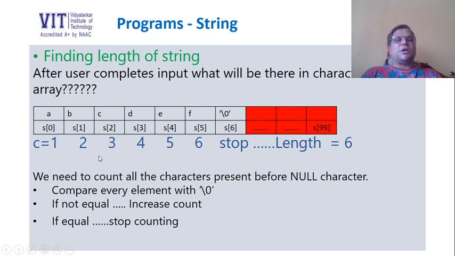So it happens like this. For the first character A, we will increment the counter to 1. For the second character we will increment to 2, considering the initial value of the count is 0. Third, it will be 3. Likewise, up to F, we will keep on incrementing it. When we compare S6 with the null character, we will find the match. So we will stop counting and we will say the length of the string is 6.